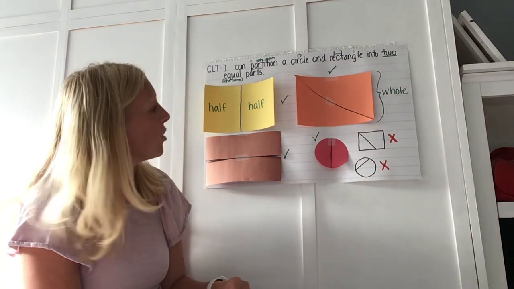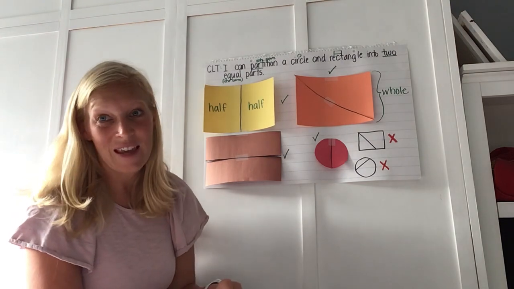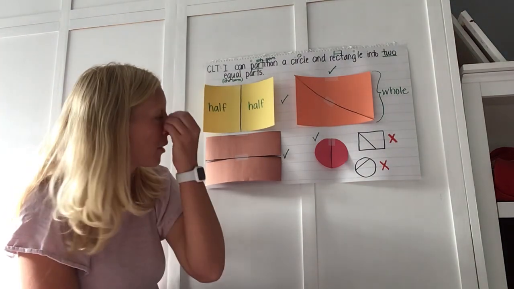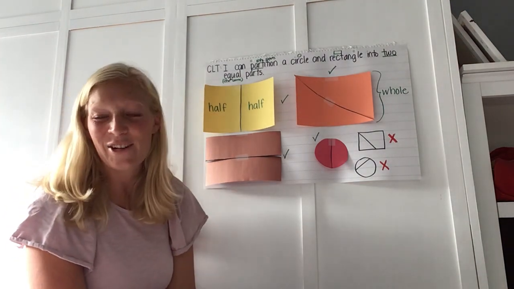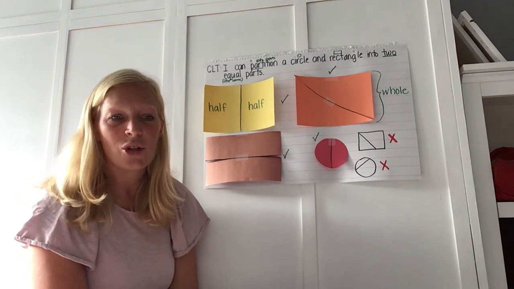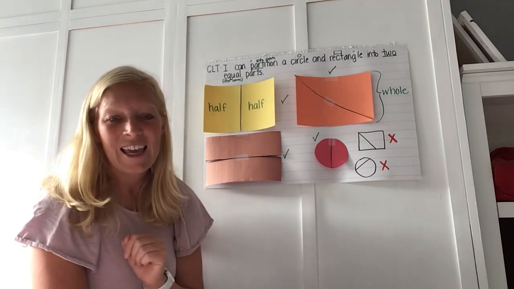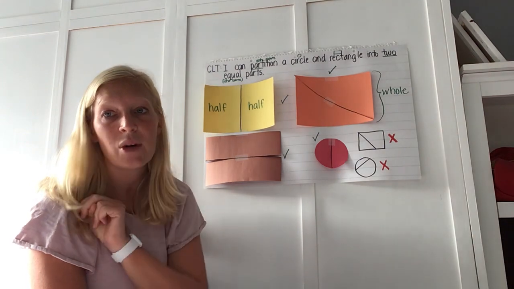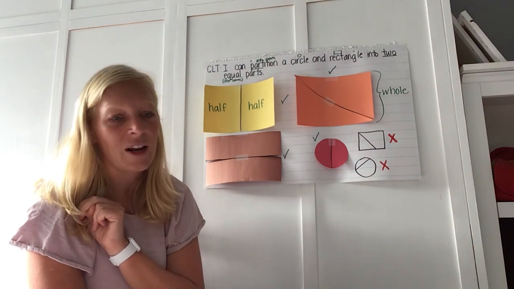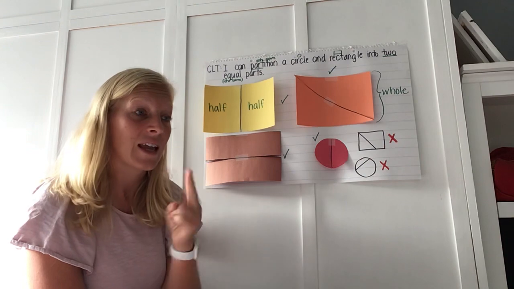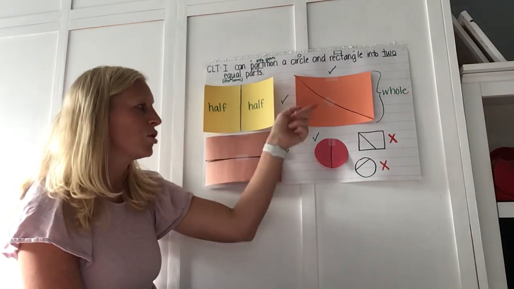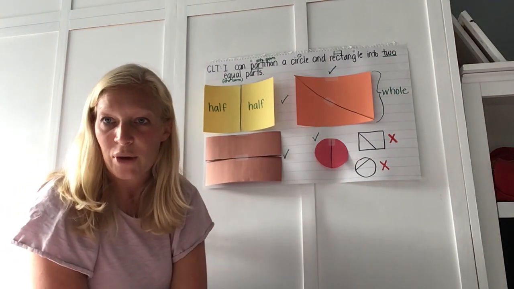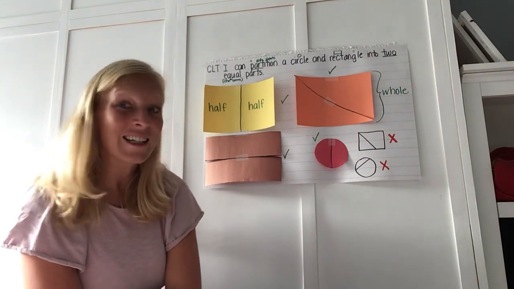Wonderful. I'm going to have you practice a few more of these. So on a piece of paper, I've got a bunch of rectangles and circles, and I want you to show me how you can divide them into two equal parts. You're going to have some time. Make sure that they're the same size, and use your little pieces to help you. Happy partitioning!